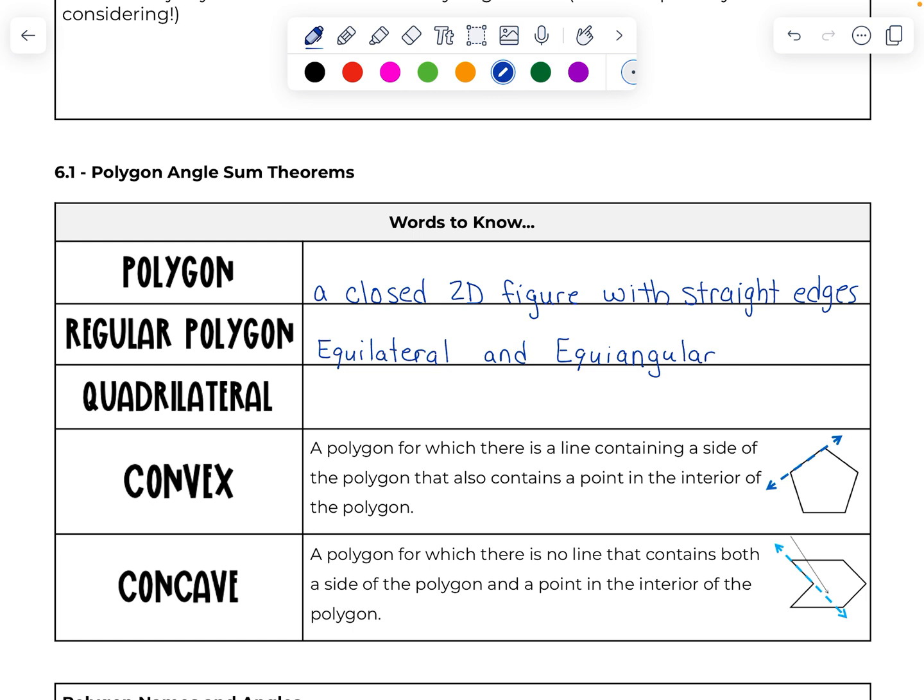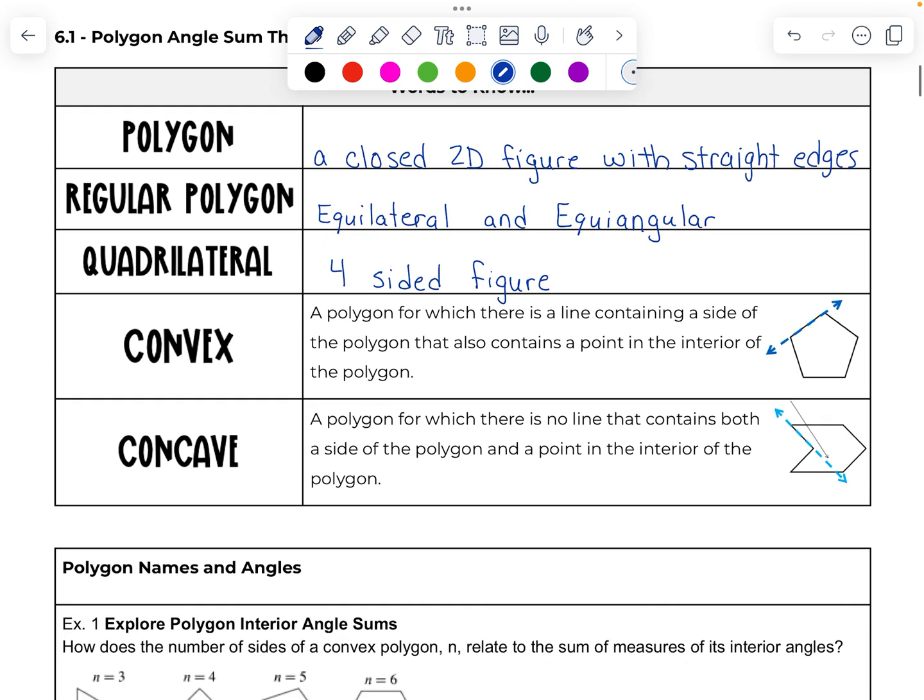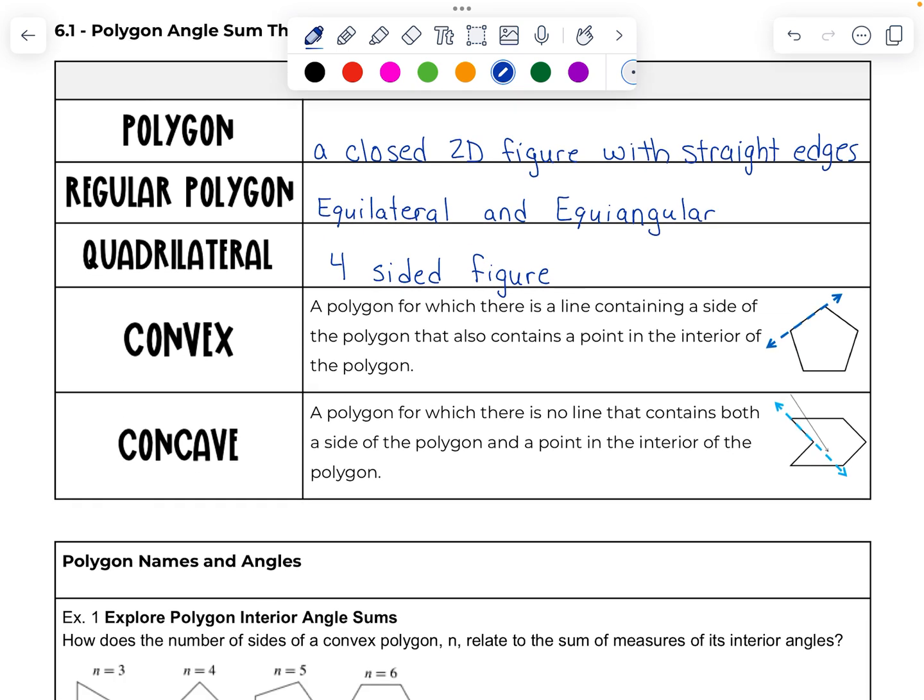A quadrilateral is a four-sided shape or polygon. I guess we wrote the word figure. There's two types of polygons in general. We have convex and we have concave. A convex is a polygon for which there is a line containing a side of the polygon that also contains a point in the interior of the polygon.